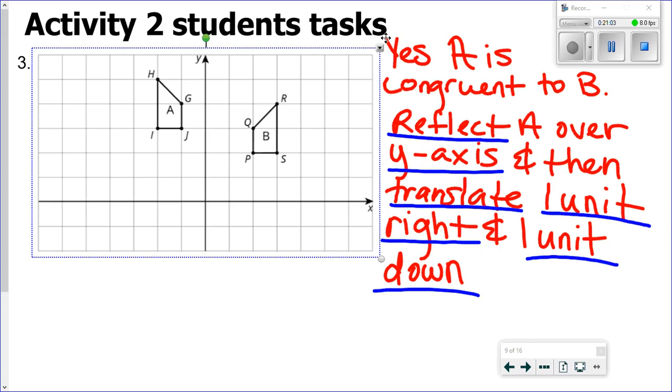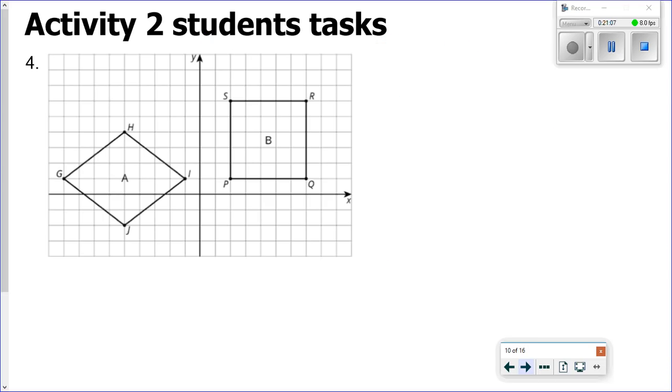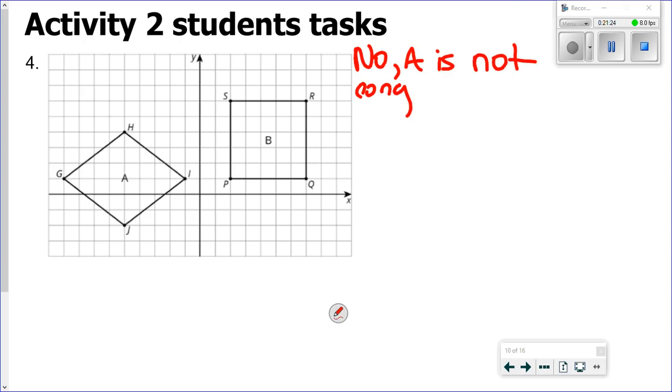Let's go ahead and check figure 5. Excuse me, I'm sorry, figure 4. Hopefully you realized in figure 4 that these two quadrilaterals are not congruent. So no, quadrilateral A is not congruent to quadrilateral B.